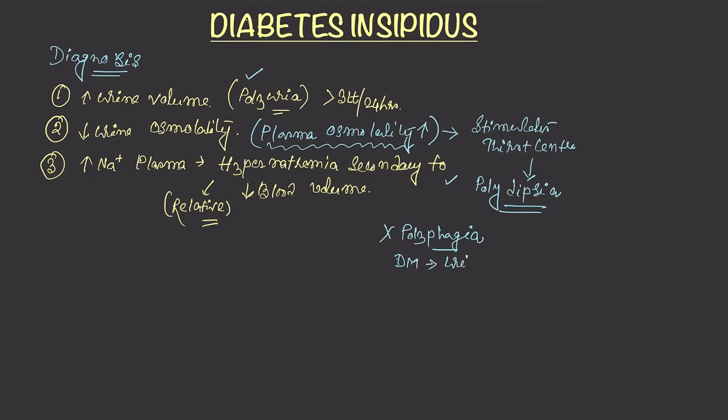Also, in diabetes mellitus the urine osmolality will be high because of the presence of an increased amount of glucose in urine.